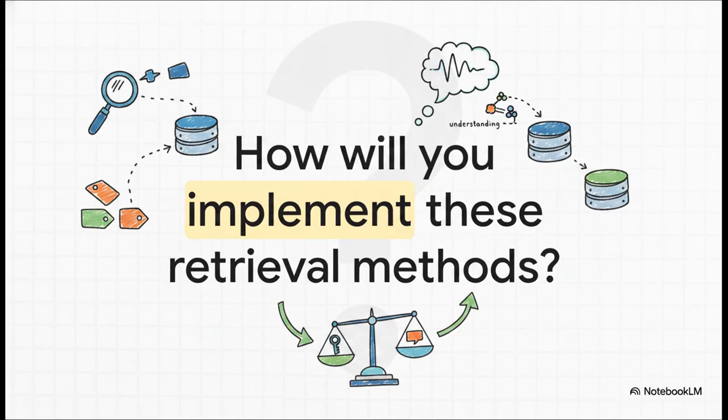So, what does this all mean for you? It brings us to a final provocative thought. Keyword precision, semantic meaning, or that sweet hybrid balance. How are you going to implement these retrieval methods in your next build? We've unpacked the actual mathematical mechanisms that let modern AI understand and retrieve information. Now, the architectural choices are entirely in your hands.